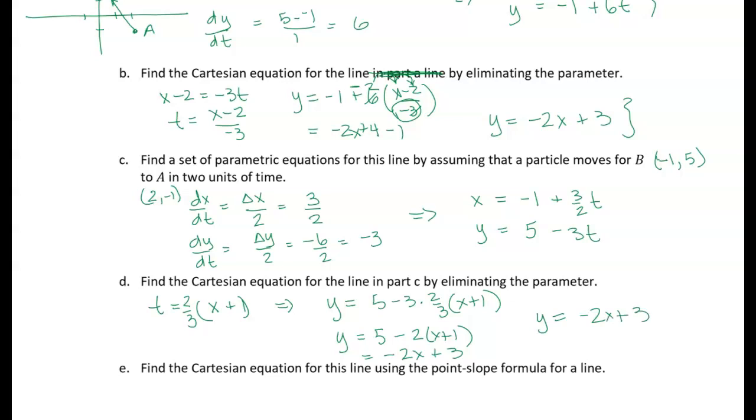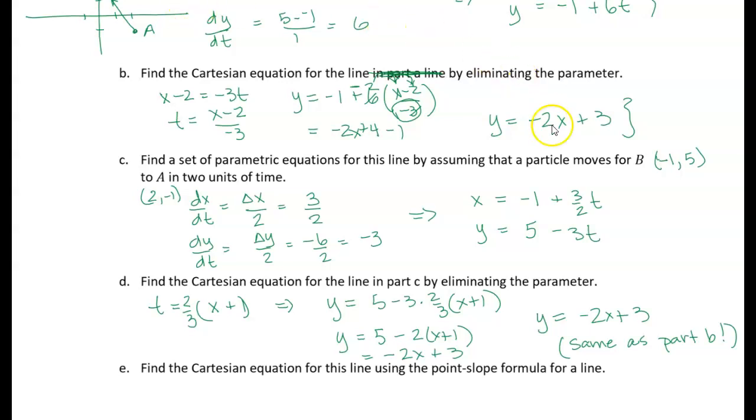Now notice that is the same as part B. I got the same line. I've got the same Cartesian equation for the line, so it's the same line. It's just that the particle's moving differently. So this is the same as part B, which is good. That's what we want. It's the same line, so it makes sense that it would be the same.